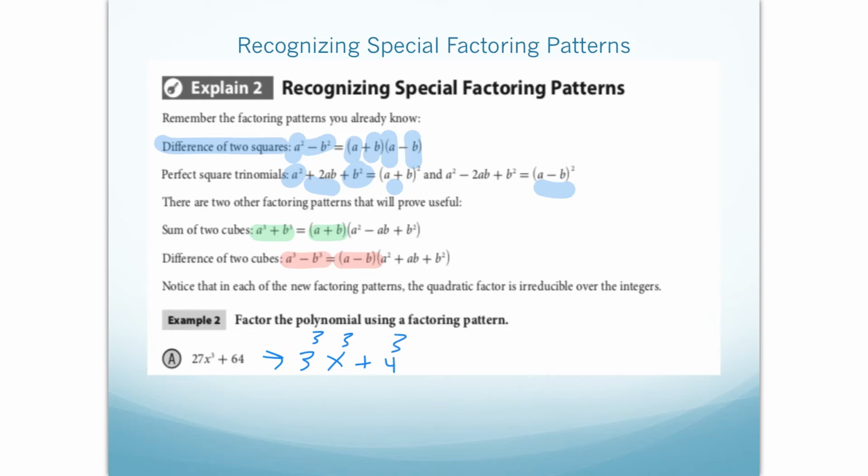So now that we have it in that form, we can use our sum of cubes formula. So it's going to be a plus b. So a is 3x, b is 4, and then it's going to be times a squared, so it'll be 9x squared, minus a times b, so it'll be minus 3 times 4 is 12x, and then plus b squared. So b squared is 4, 4 squared is 16.